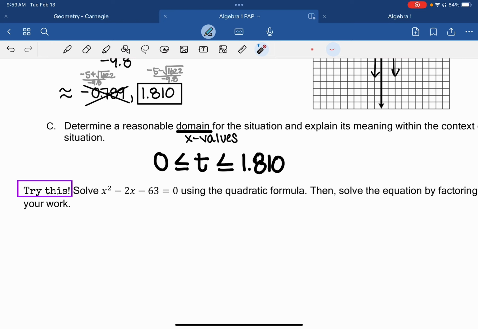All right, there is a try this at the end of the lesson. Go ahead and give it a try. They're asking you to use the quadratic formula, and then they're asking you to solve it by factoring to check your work. What that means to me is that when you use the quadratic formula, you should get 2 whole numbers for your answer, and those are going to help you to do your factoring.